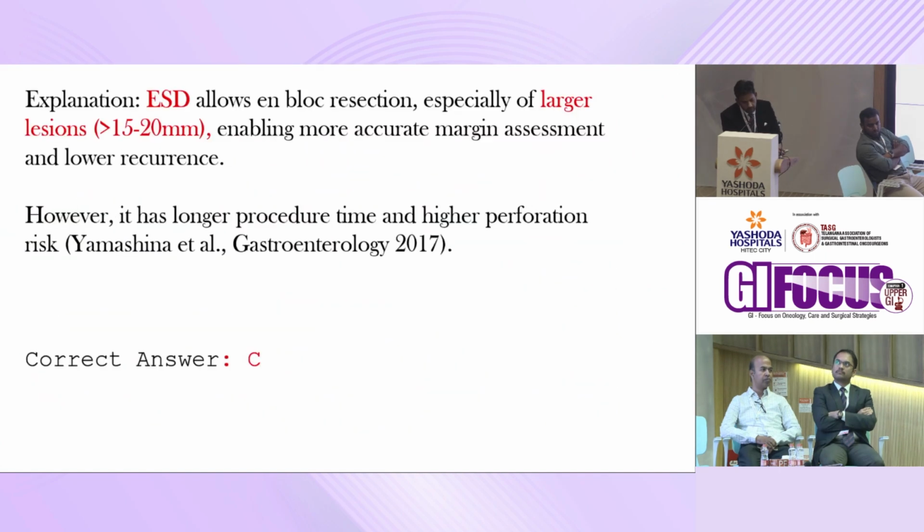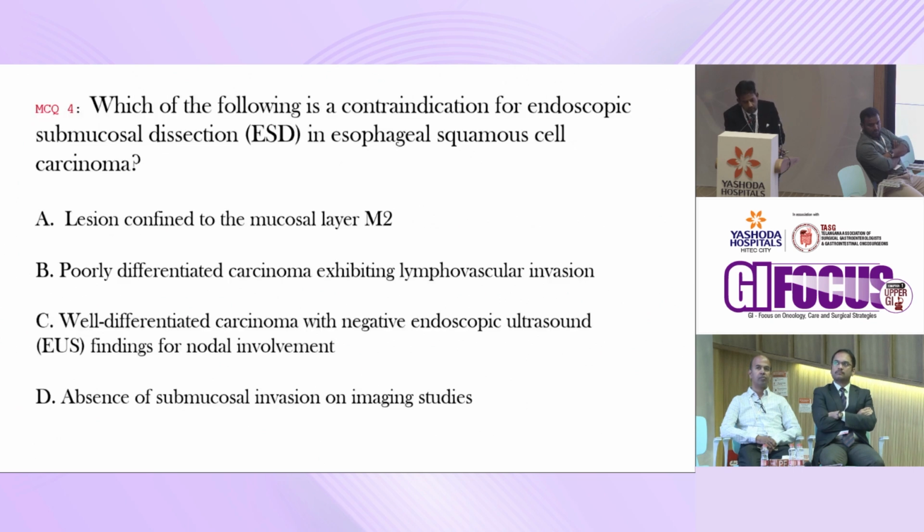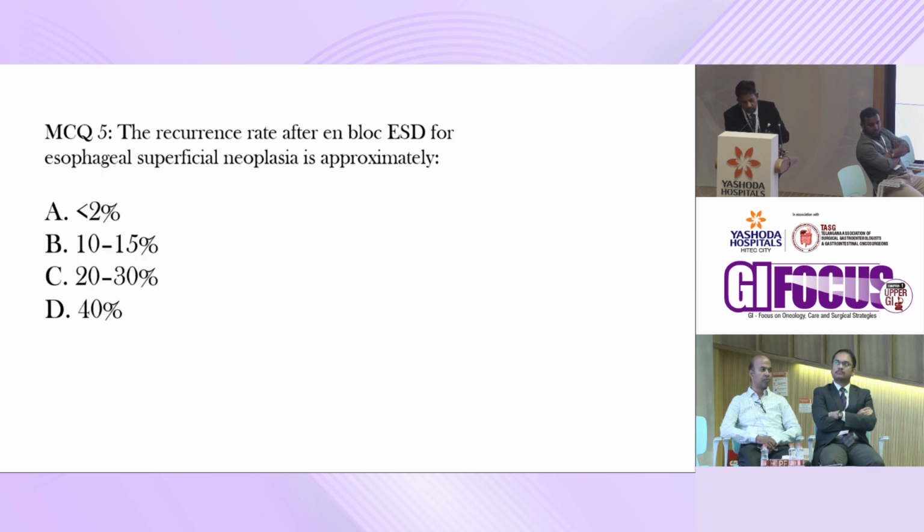So the question is, why do EMRs have high recurrence? Why do ESDs have more complications? When do you use EUS and all those things? I just made these ones just to make things easy, because there is a lot more information that was given by my colleagues, and I don't want to repeat them.